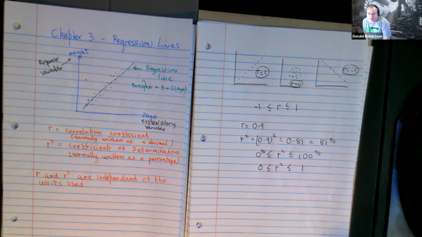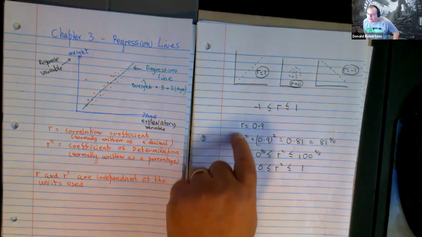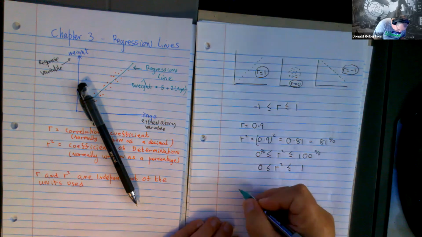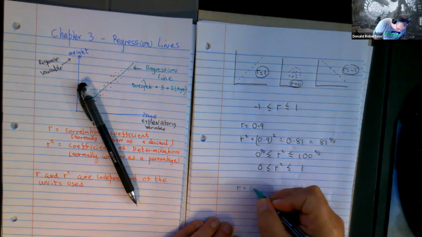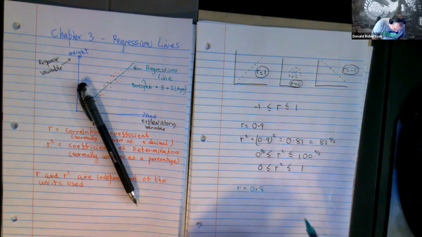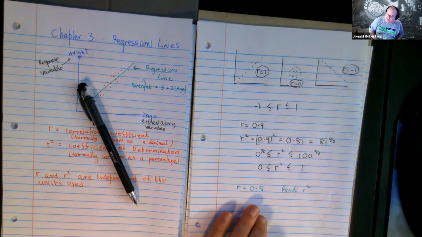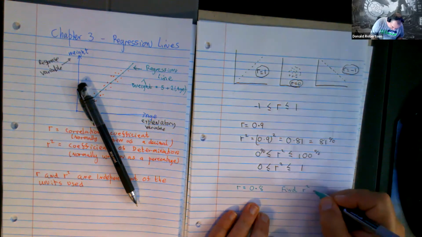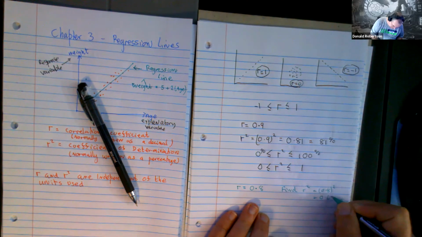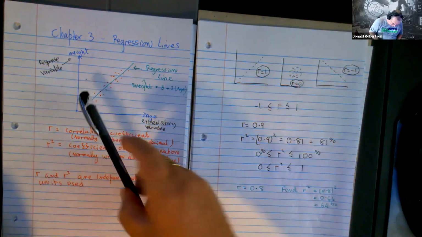Now I'm going to show you 2 questions involving being told one of these 2, and your task is to find the other one. For my first question, suppose I tell you that R is 0.8, and I ask you to find R squared. Would you agree that's pretty easy to do? You just take 0.8 and you square it, you get 0.64, and we'll call it 64%. Everybody's happy. Let's do it the other way around.